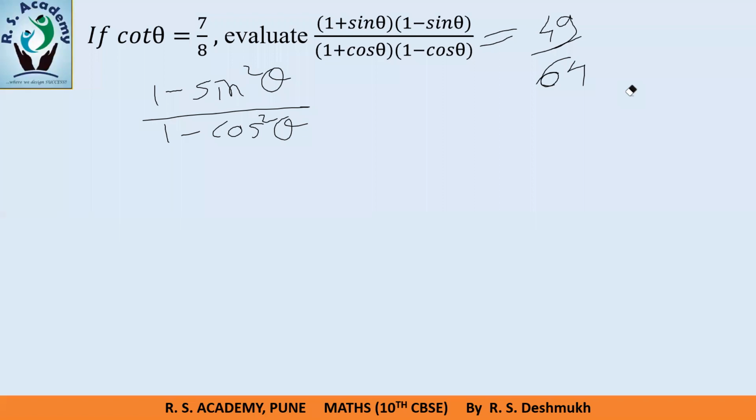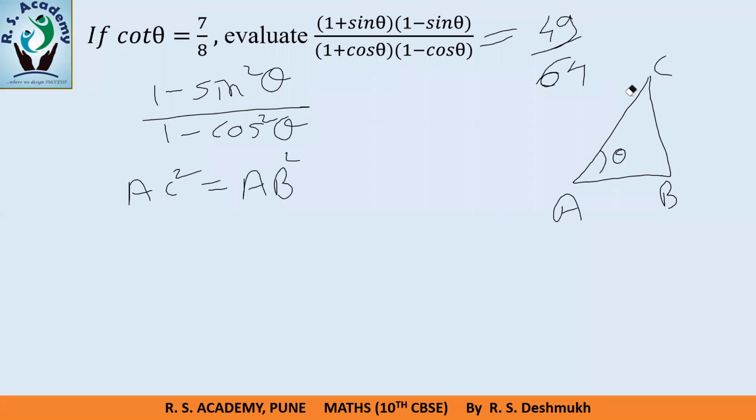Just check what I am saying. Suppose there is any triangle ABC as usual, and this is theta. According to the Pythagoras theorem, AC square is equal to AB square plus BC square. That means if I shift this, I get AB square plus BC square upon AC square.